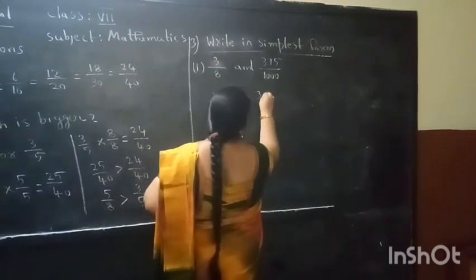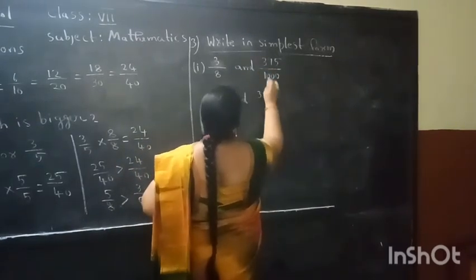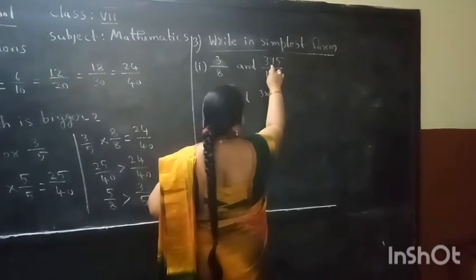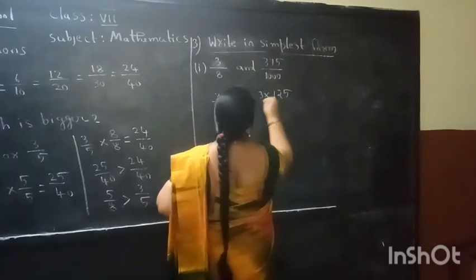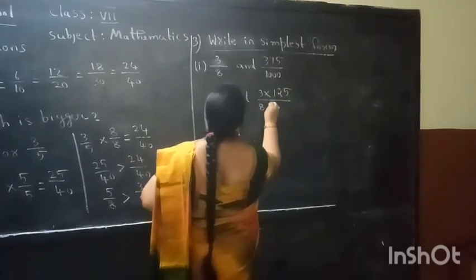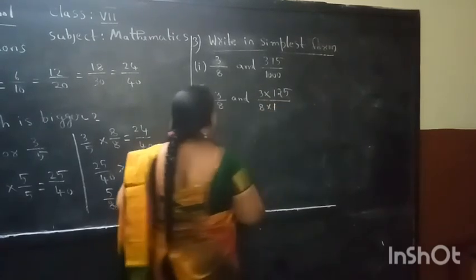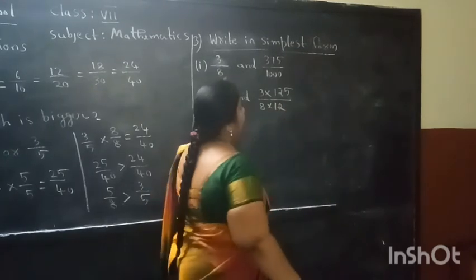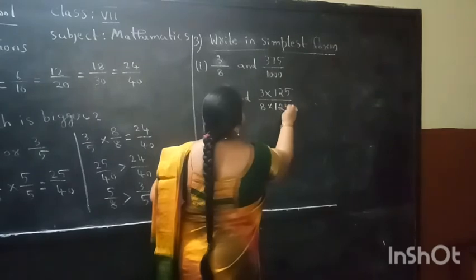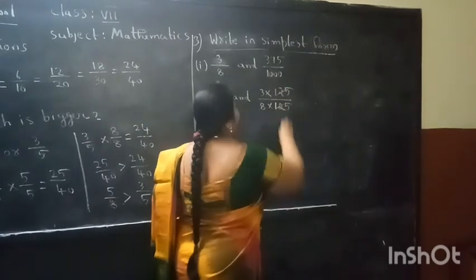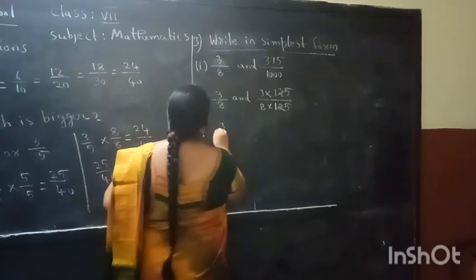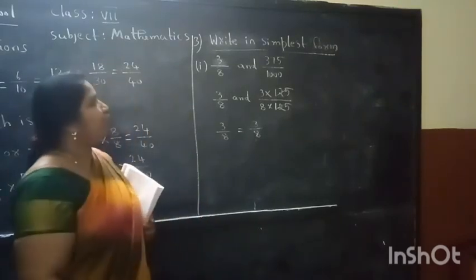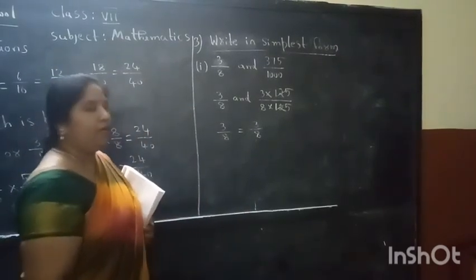So simplify the second fraction. 3 into 3 1s are 3, 3 2s are 6, 7 minus 6 is 1, 15. 3 5s are 15. Divide by 8: 8 1s are 8, 10 minus 8 is 2, 20. 8 2s are 16, 20 minus 16 is 4, 40. 8 5s are 40. This one multiplied and this one multiplied will cancel. 3 by 8 equals 3 by 8. Simplest form of 375 by 1000 is 3 by 8.